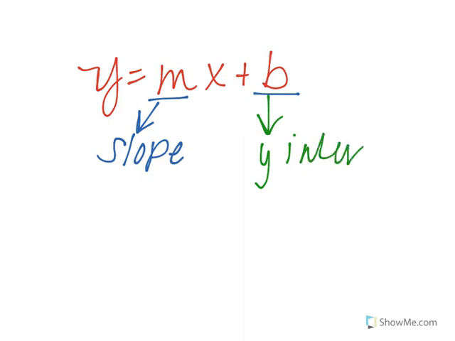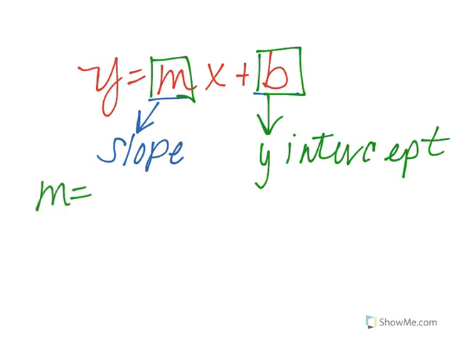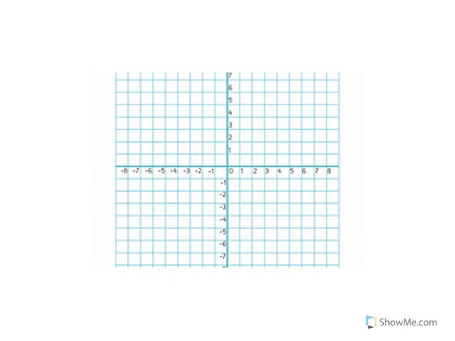We have to find these two variables using 2 points. Once we get the slope and the y-intercept, we can write the equation and just plug it in. So this is a 3-step process. The first step is going to be finding the m. So we're going to find the slope.